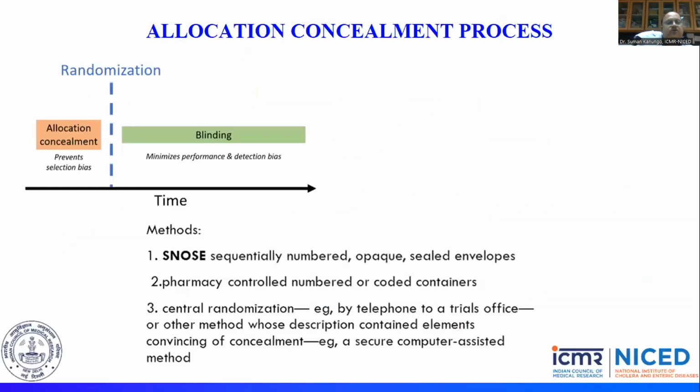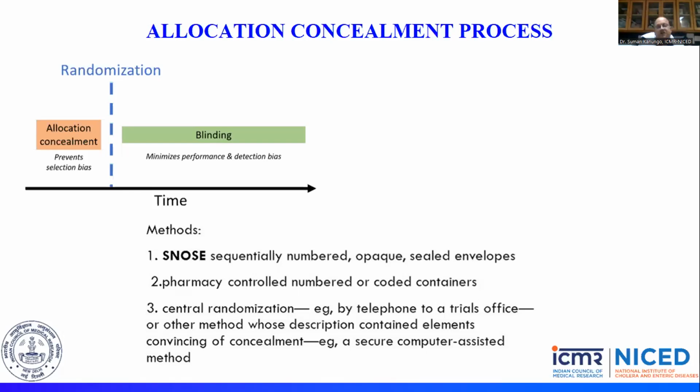So before randomization we do allocation concealment, and after randomization we do the blinding. This is the method. It is called SNOSE. It should be sequentially numbered, opaque, sealed envelopes, or pharmacy-controlled, numbered, or coded containers. These are the methods of allocation concealment.